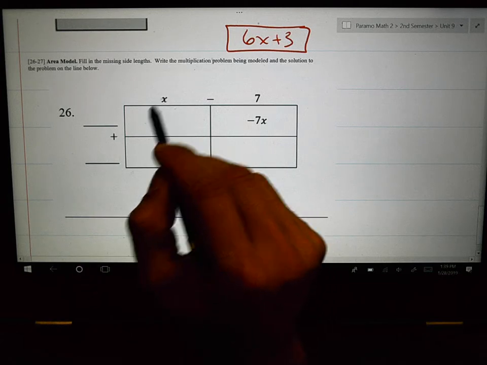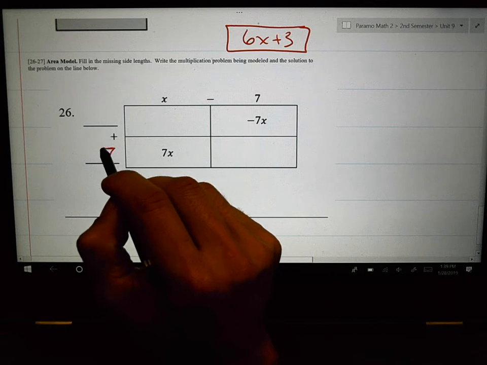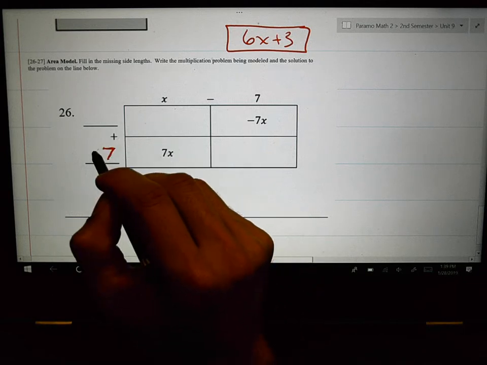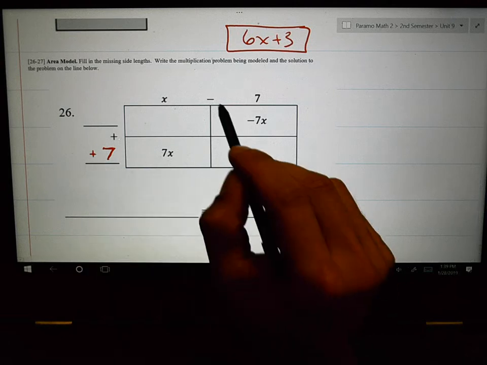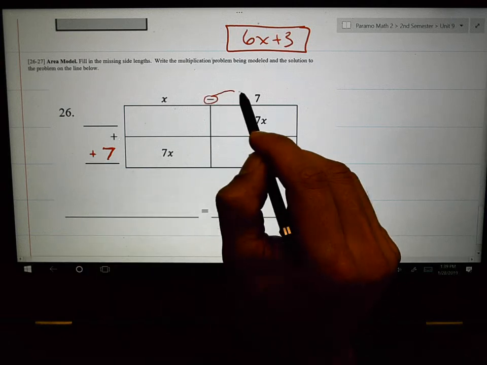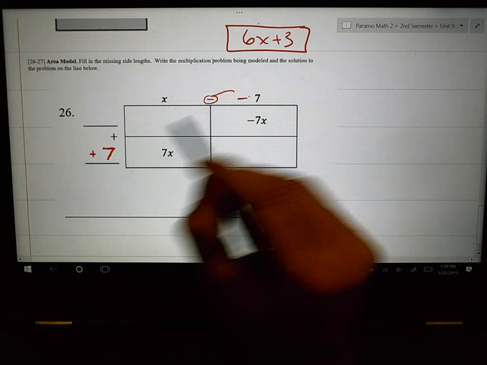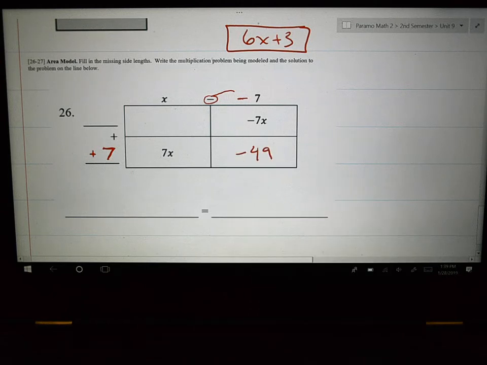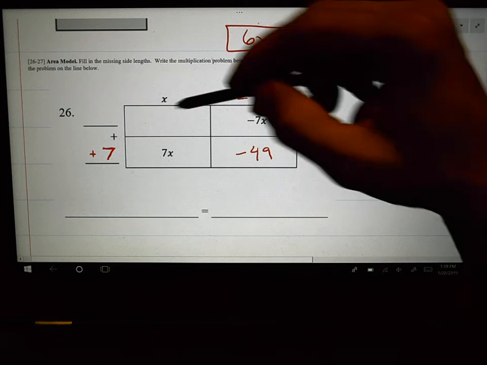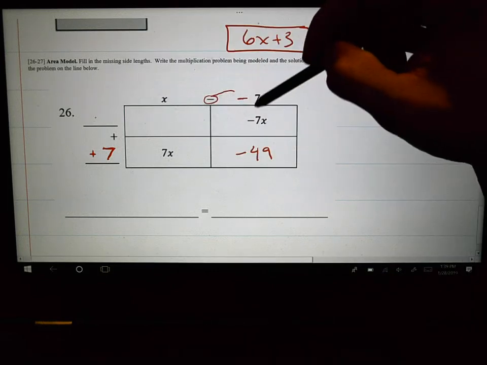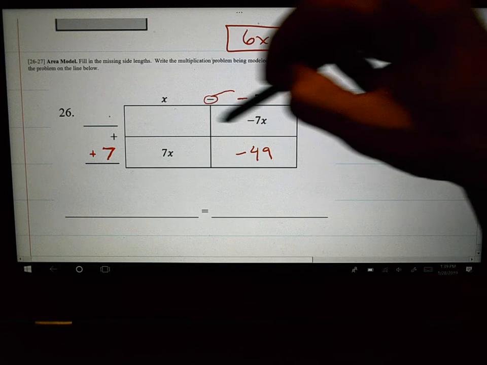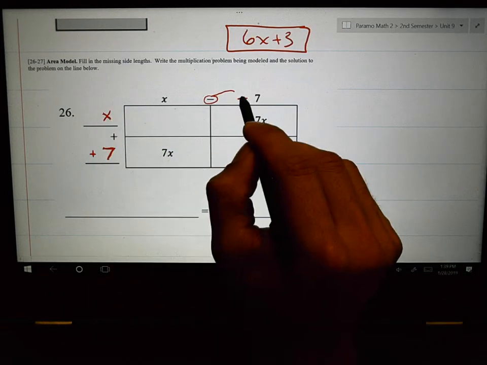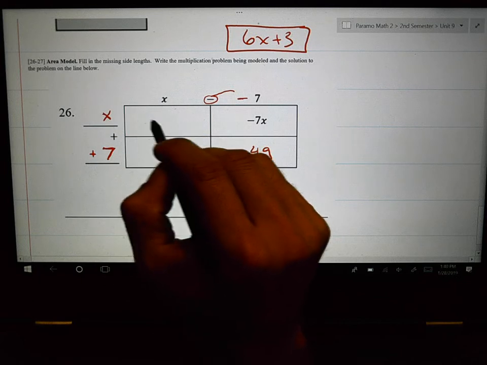This times what gives you 7x is 7. 7 times x gives you 7x. Now 7, positive 7, let's put the little plus sign there. Sometimes it makes it easier. And this minus sign, I'm going to move that minus sign right there. Times each other is negative 49. Make sure I put that there. And this times that should equal that. So what does that need to be? It needs to be an x, because x times negative 7 would be negative 7x, and that makes this x squared.